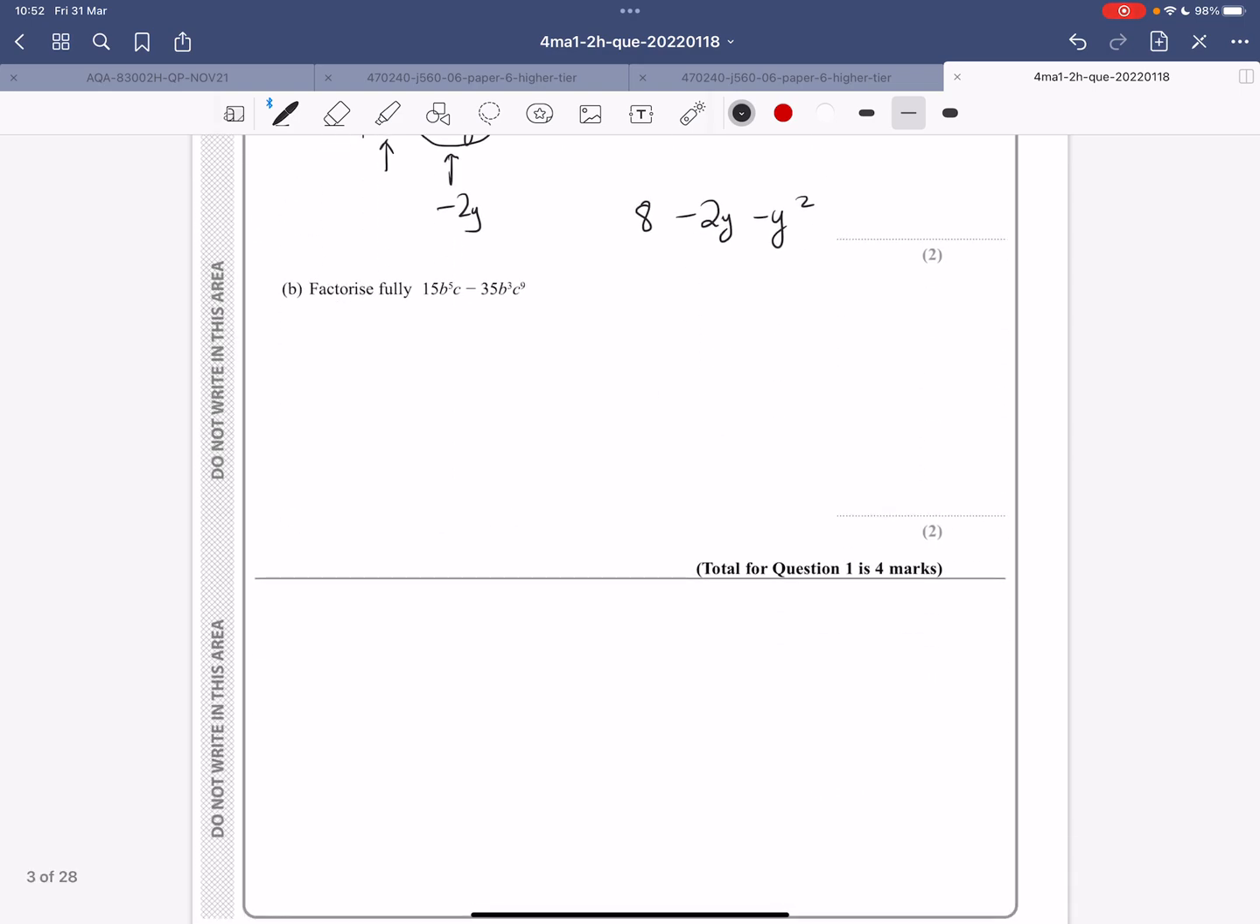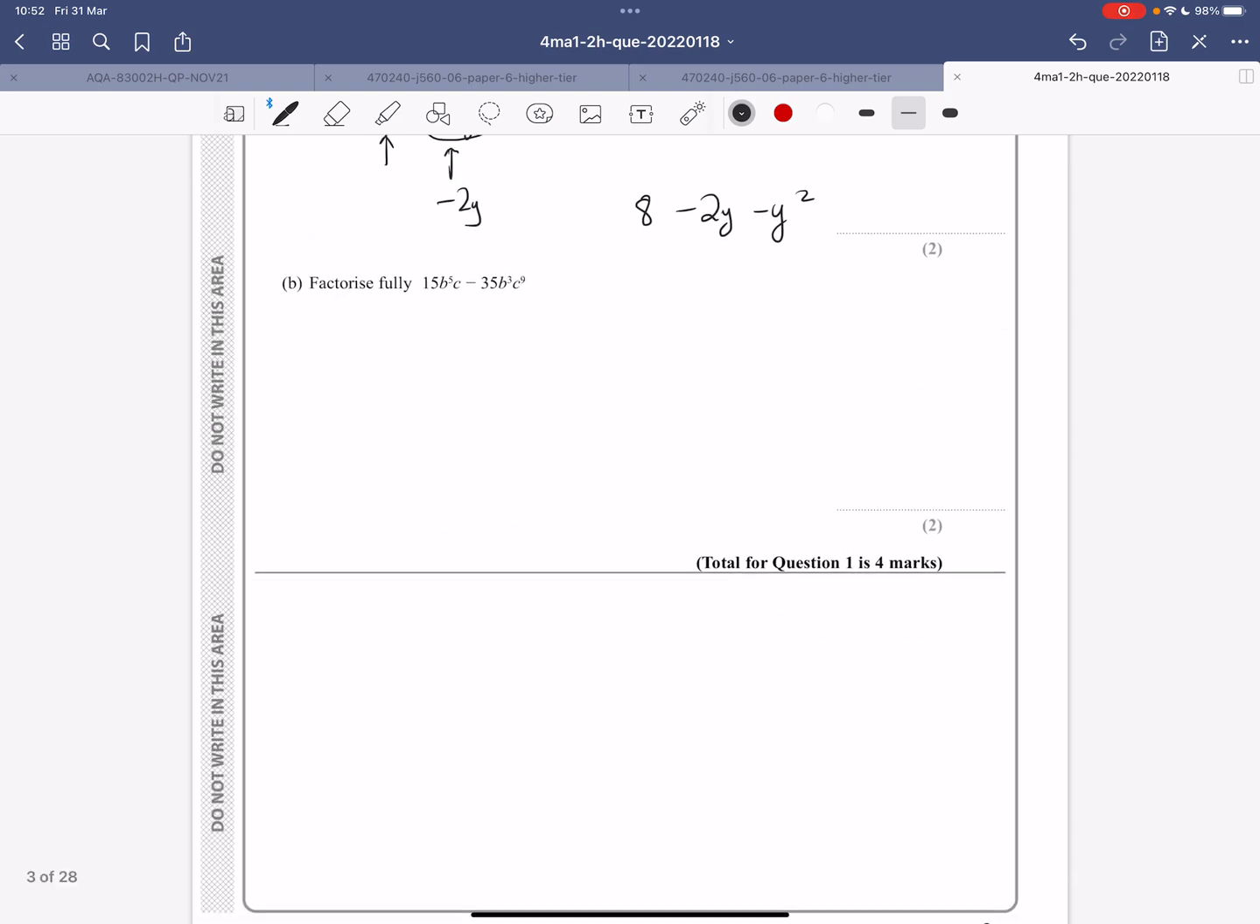Factorise fully. 15b to the power 5 c minus 35b cubed c to the 9. So we'll look at the numbers first of all. 5 goes into 15, it's that, and 5 goes into 35. We'll look at the b's. We've got b to the 5, b cubed, so b cubed comes out. We'll look at the c's. We've got c to the 1 and c to the 9, so it's just the c comes out.